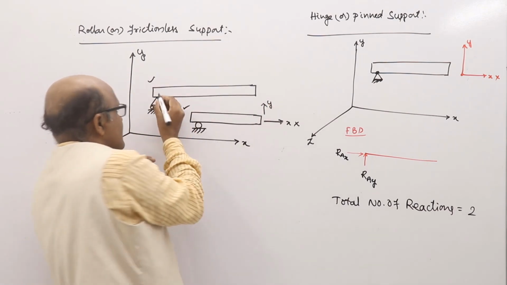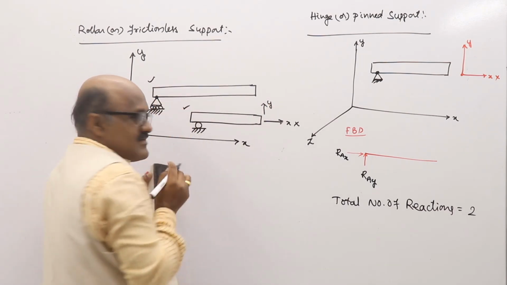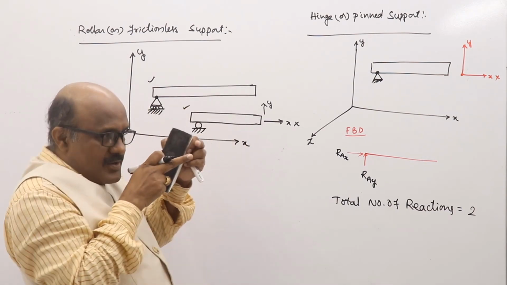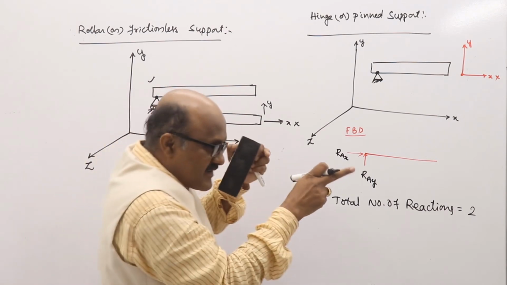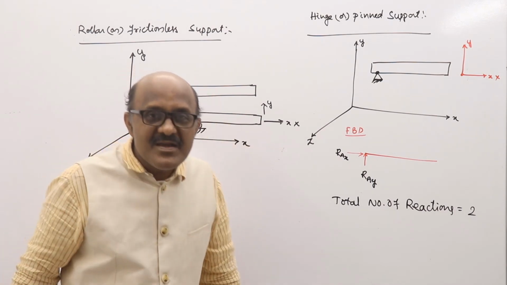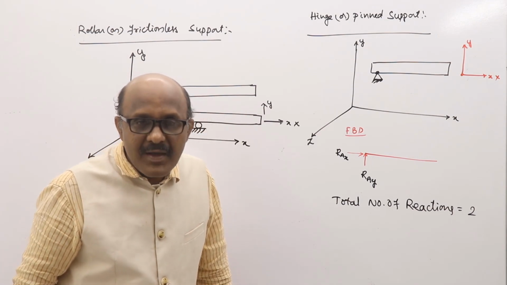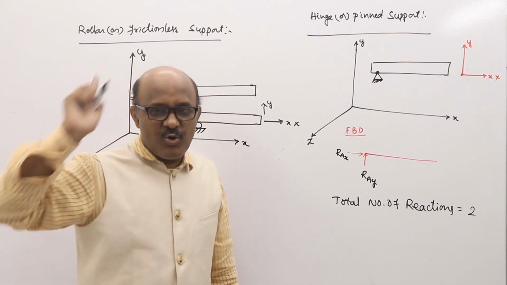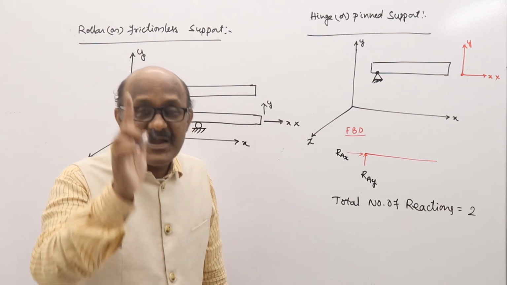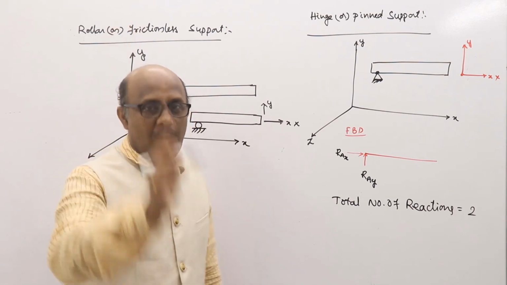It can rotate like this. Here is a hinge. So it can rotate about the z-axis direction, and it can move in the x-axis direction, but only y-axis direction motion is prevented. Okay? In the y-axis direction only motion is prevented. So the number of independent reactions is equal to 1.